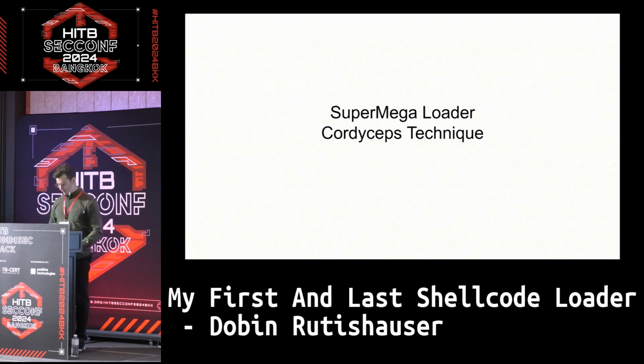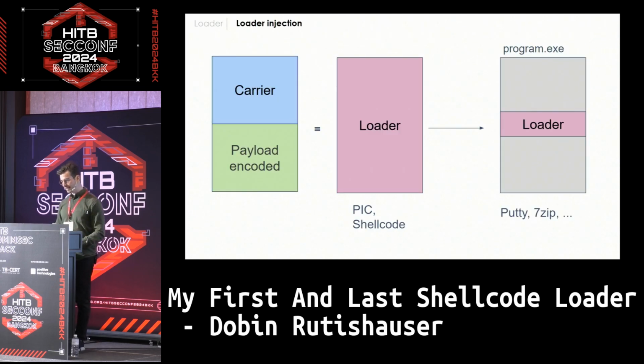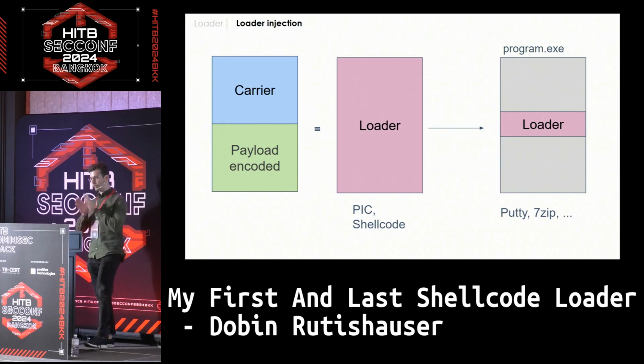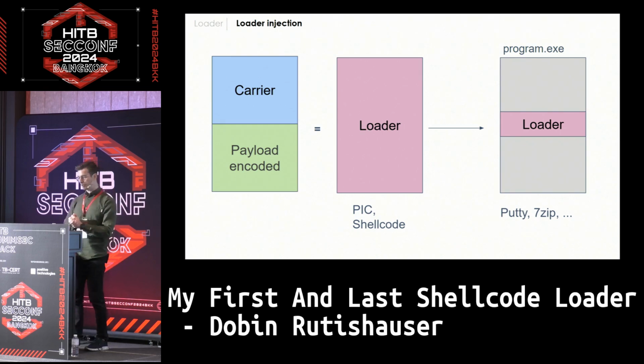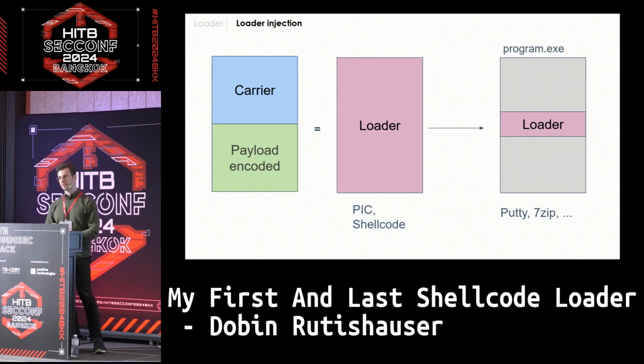So, perfect. Let's go to my tool, the SuperMega loader and the Cordyceps technique, now that we have the basics of how EDR works. My idea is to use the loader, which for me consists of the carrier and the payload itself. We mash it together. The payload, like Metasploit, is encrypted, of course. We have the loader as shellcode, and then we inject it into an existing program like PuTTY or 7-zip or whatever.